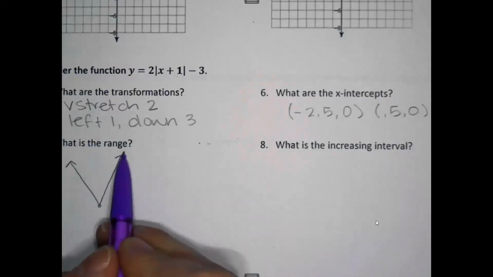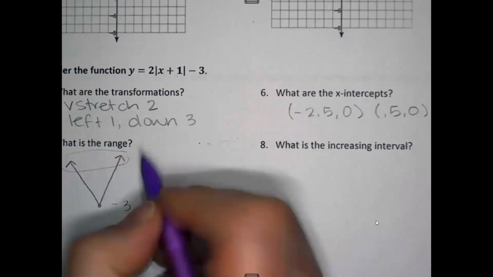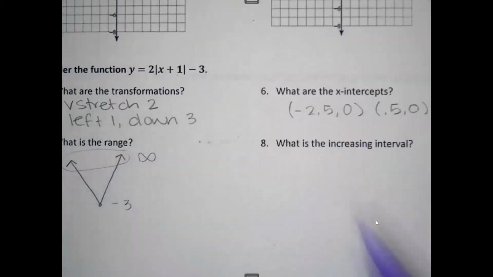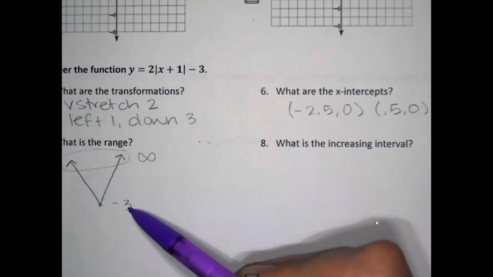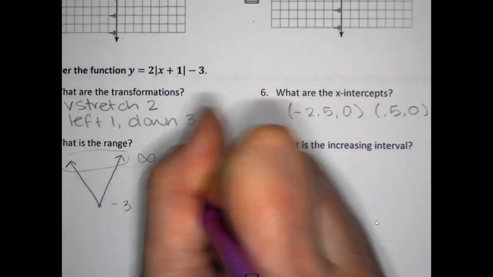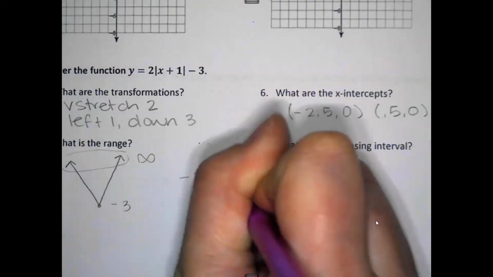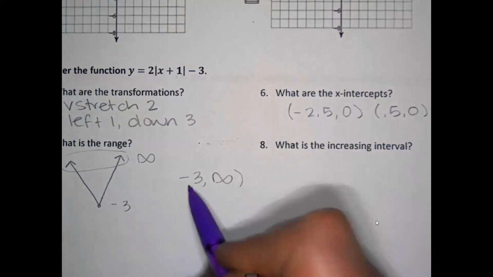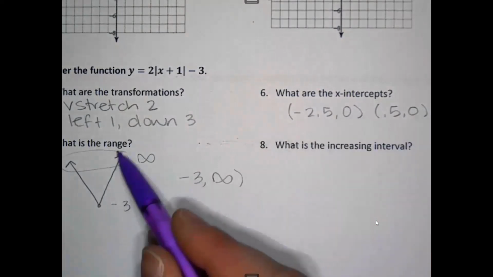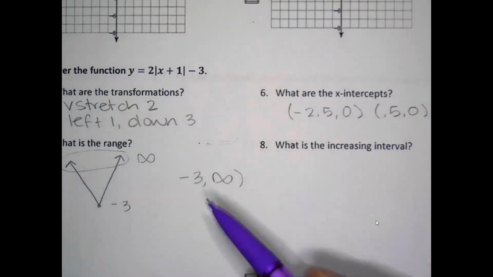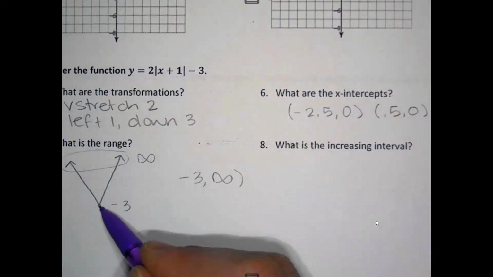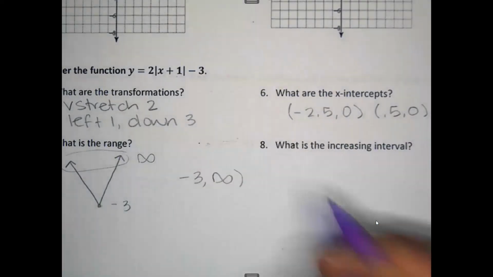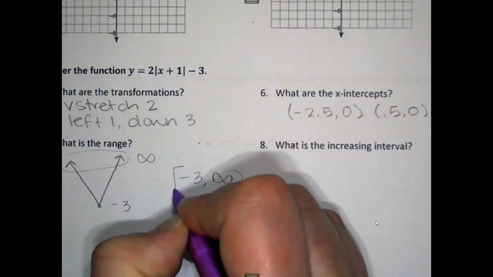And then the top is arrows going up. And so that's infinity. So my range is from the bottom to the top. So -3 to infinity. Infinity always gets a parenthesis. And then for the -3, the range describes just what y values I actually have. And since I can put my finger on -3, it's a y value that's actually there. So it gets a bracket.